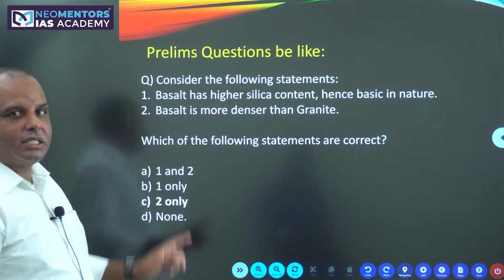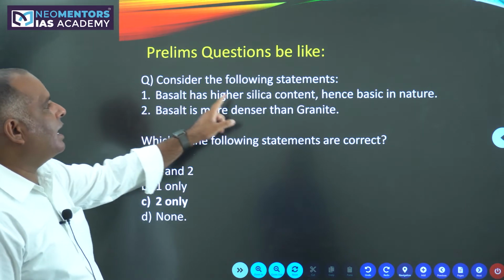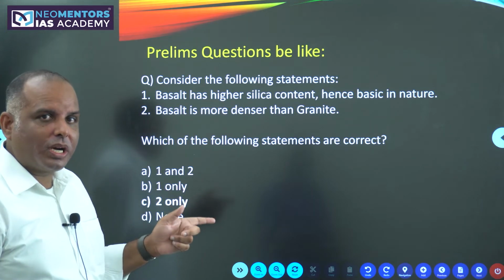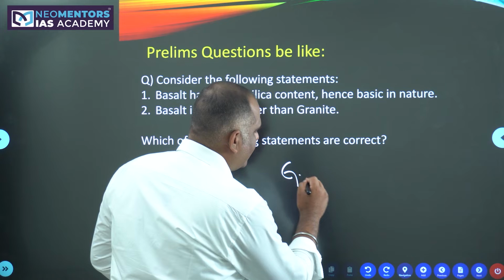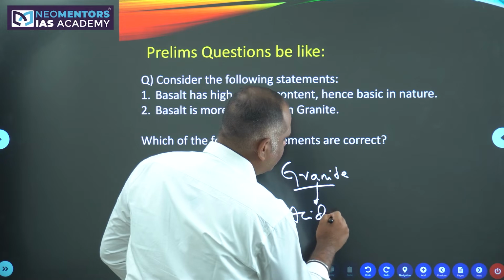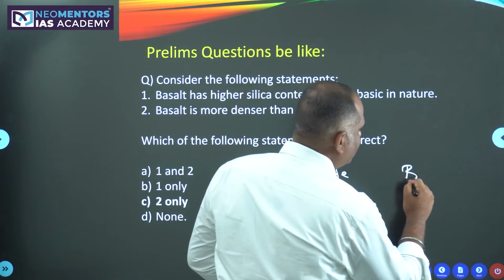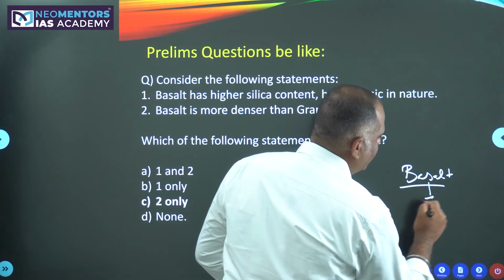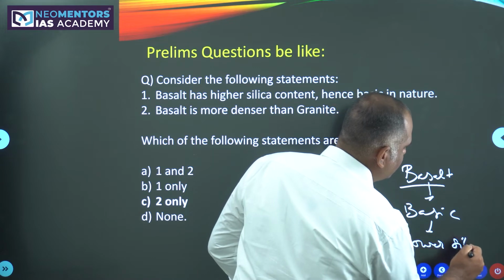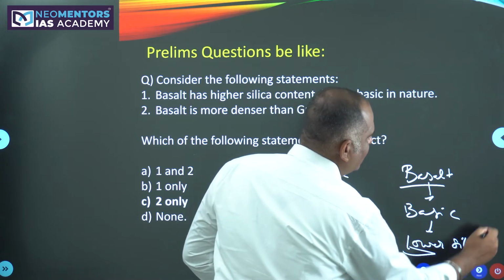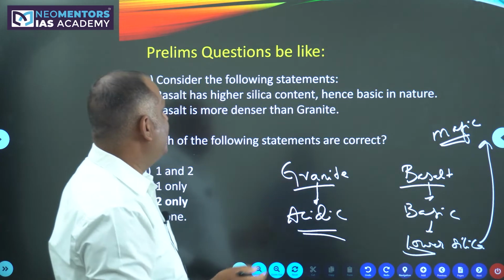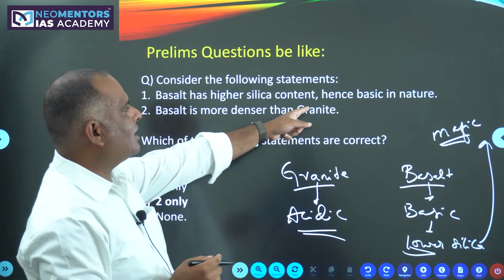Next question. Consider the following statements. Basalt has higher silica content, hence basic in nature. Is this true? No, right? Because we said granite has higher silica content. We called it acidic. We called basalt basic in nature because it has lower silica content. Again, lower silica means what? We also talked about mafic, right? We talked about felsic, mafic. If that's the case, basalt has higher silica content, hence basic in nature. This is wrong.